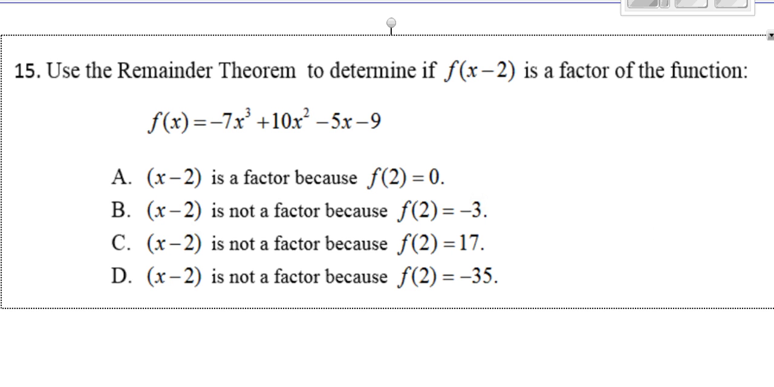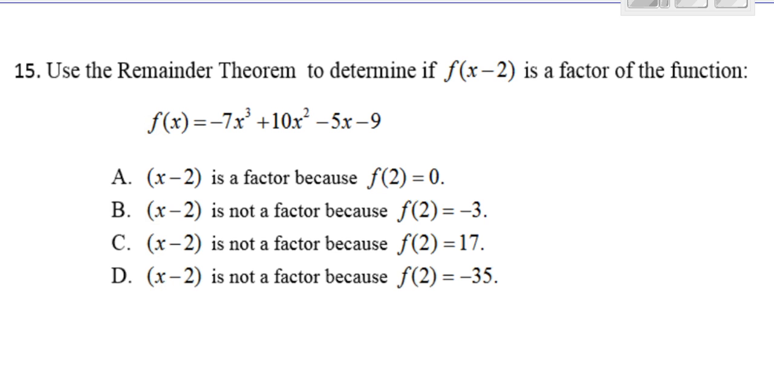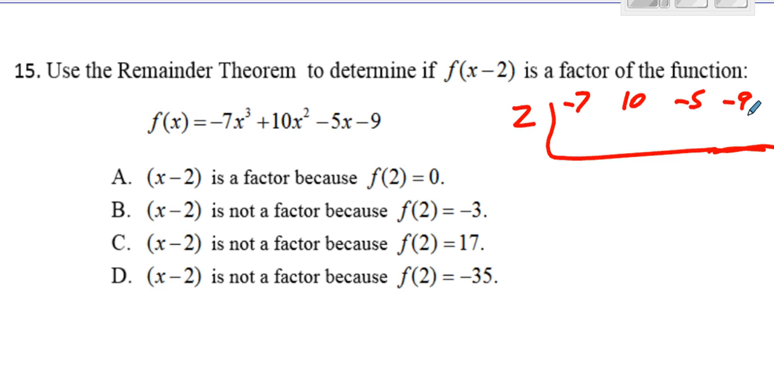So the remainder theorem to check to see if x minus 2 is a factor. Officially, all you have to do is you're going to do synthetic division by x minus 2, which means you do synthetic division with a positive 2 outside. But the way the question's worded, all it's asking is if you know what you're supposed to get at the end. That's almost all you got to check. So when you're doing synthetic division, you make sure that there's no powers missing. 3, 2, 1, we're good. You fill in your negative 7, your 10, your negative 5, and your negative 9.